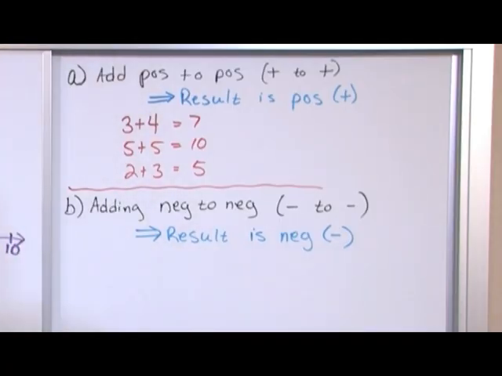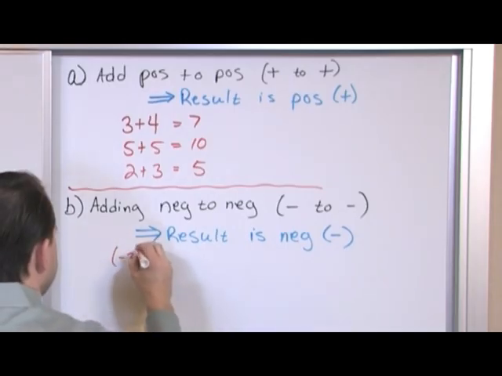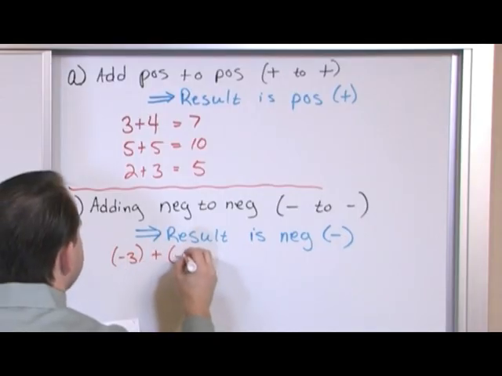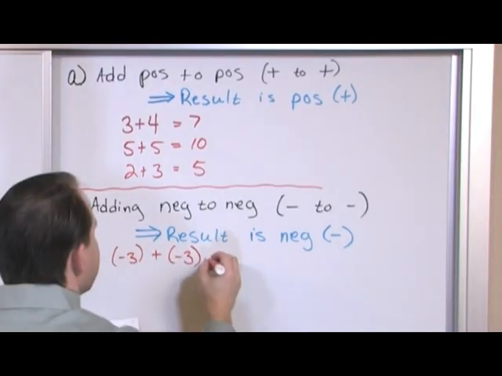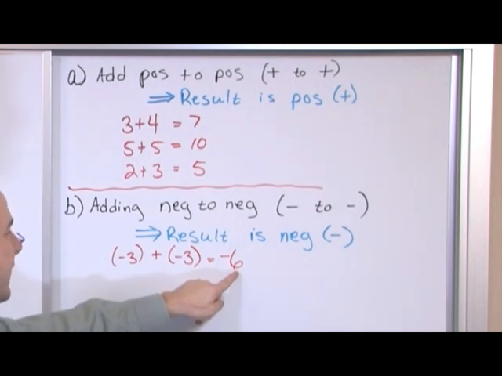So let's do some quick examples to show how this might work. So if you had negative 3 plus negative 3, that would be negative 6. So if I borrowed 3 Band-Aids and I borrowed 3 additional Band-Aids, then at the end of the day I'm going to owe all these people 6 Band-Aids total.